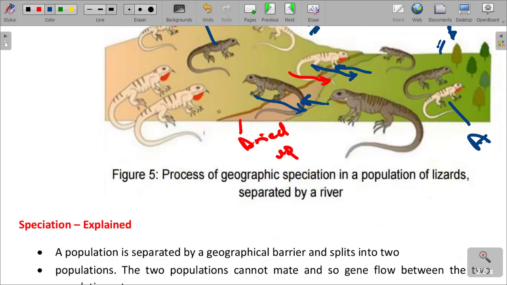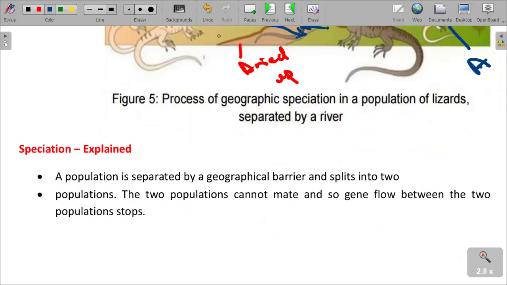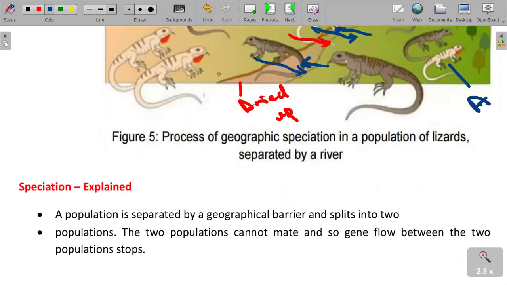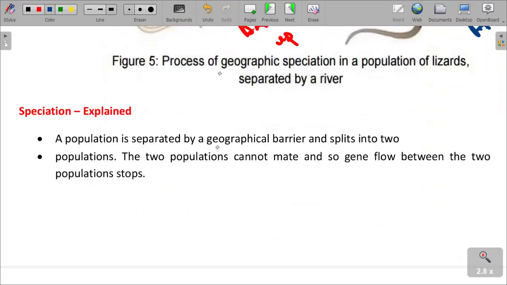In conclusion, I want you to take note of this narrative when it comes to the question of speciation. Explain how it occurs. We are saying a population is separated by a geographic barrier and split into two. That is the scientific explanation of this concept. The two populations cannot meet and there is no gene flow between the two populations. So, given that you are asked to explain speciation, this is the basic narrative that you should give.